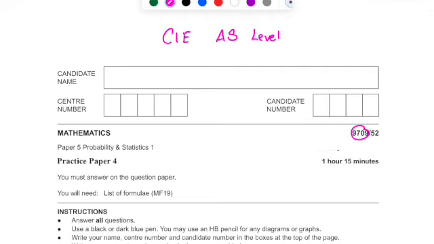This is for CIE AS level 9709 practice paper 4. So we shall try to solve these questions from practice paper 4. We have done practice papers 1, 2, and 3. Now this is going to be the fourth practice paper. So coming to the first question.